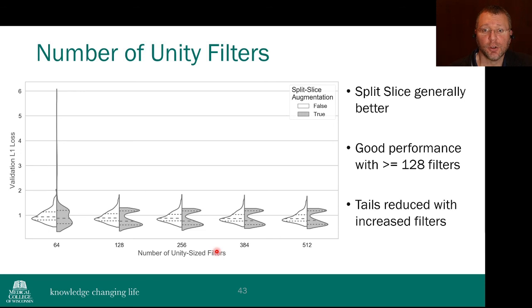Looking at the number of single filters in that second to last layer, again, if you get to that 128, you hit an asymptote of how well the network is working. And again, the split slice augmentation works out pretty nicely. As you look at these tails, they do narrow up as you go to more and more filters.